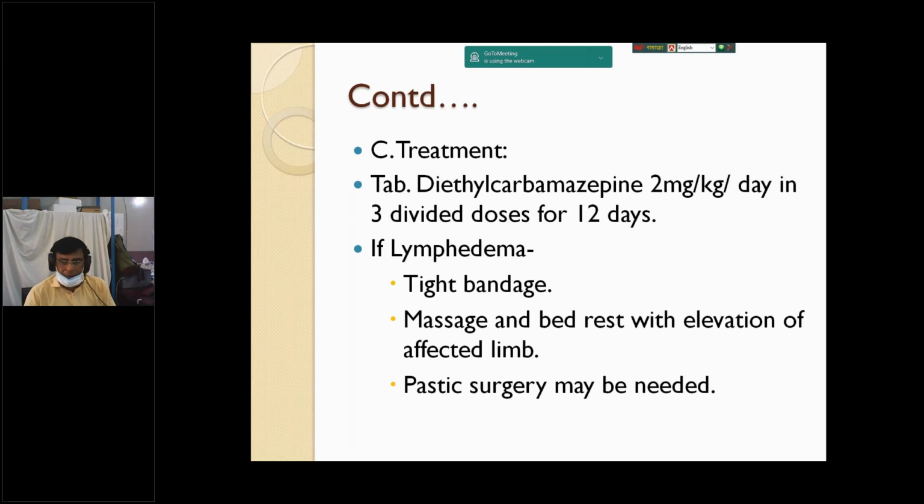Now, how can we treat filaria? It is treated by diethylcarbamazine 2 mg per kg per day in 3 divided doses for 12 days. But if lymphedema has developed, then tight bandage and massage, bed rest with elevation of the affected limb, and occasionally plastic surgery may be needed.